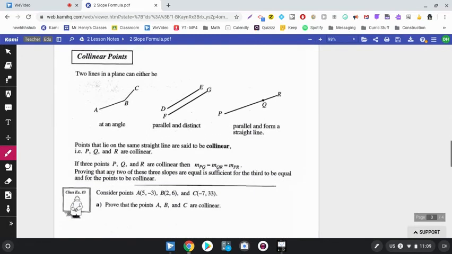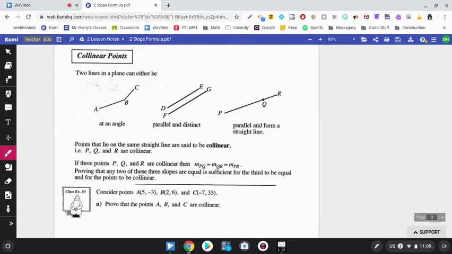All right, let's use the slope formula. So this is, I guess, an application or an idea with the slope formula.